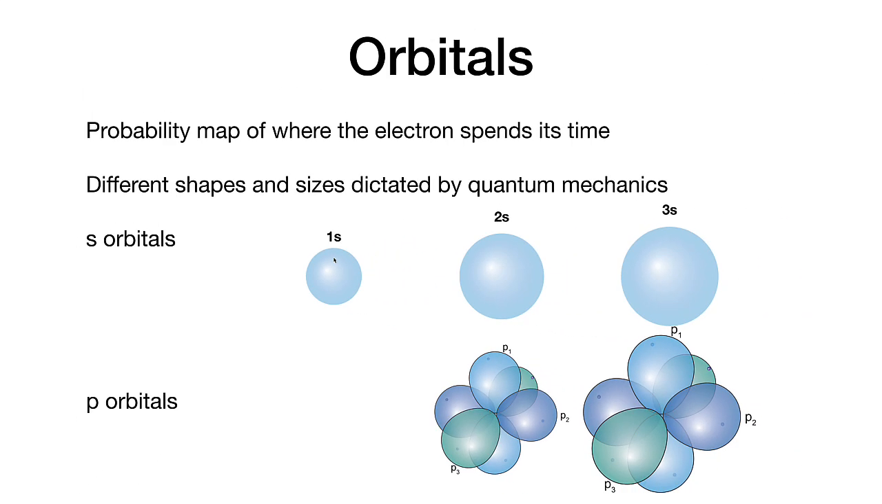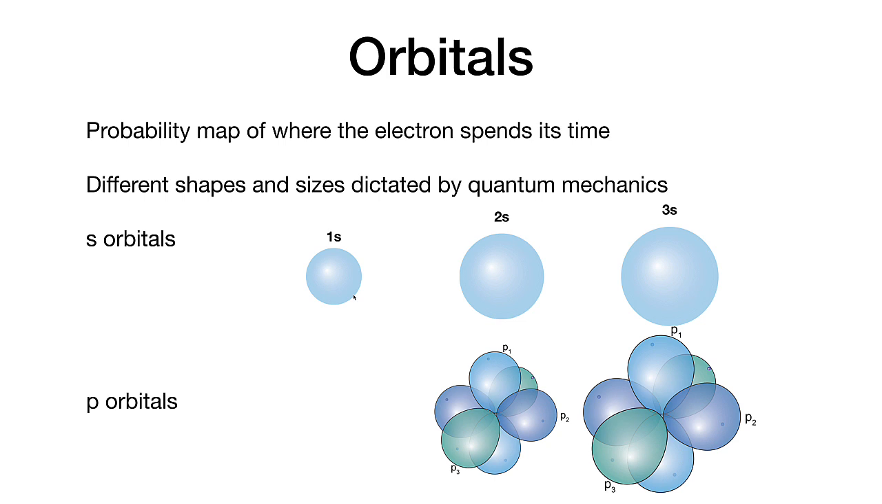There are different shapes and sizes of these orbitals, and they're dictated by quantum mechanics. We're only going to talk about s orbitals and p orbitals, because most of the elements, the atoms that make up life, will have their electrons in these two types of orbitals. S orbitals are spherical, and p orbitals have this dumbbell kind of shape, and there's three of them that are perpendicular to one another. You can see here's a p1 orbital, a p2 orbital, and a p3 orbital.